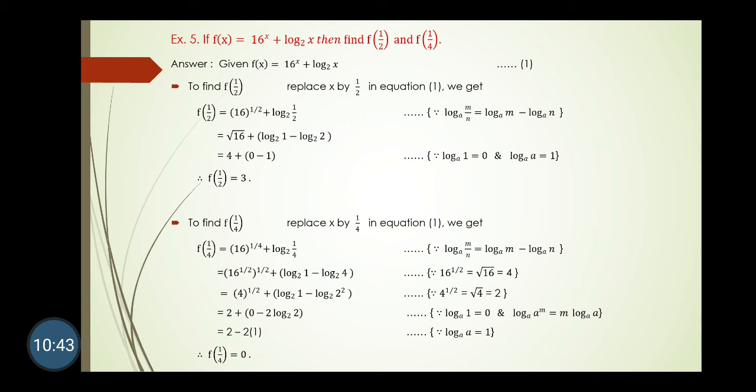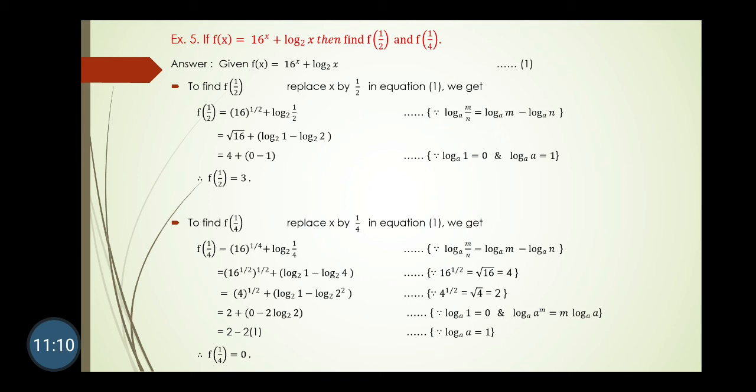Now the second one, f of 1 by 4. With the same process, we only replace here 1 by 2 with 1 by 4. So replace x by 1 by 4 in equation 1. We get f of 1 by 4 is equal to 16 raised to 1 by 4 plus log 1 by 4 to the base 2. Again, the same formula, log of m upon n is equal to log m minus log n.